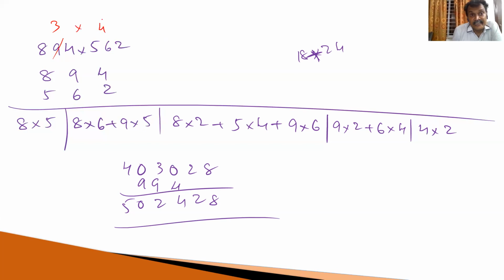3 into 4, that is equal to 12. What is the digit sum of these numbers? That is equal to 3. If the digit sum of this number is equal to 3, then my answer is correct. But if it is not equal to 3, my answer is wrong. 5 and 4 get cancelled. 8 plus 2, 10. 10 plus 2, 12. What is the digit sum? 3. So my answer is correct. Suppose that digit sum of this number is not equal to 3, my answer is wrong.